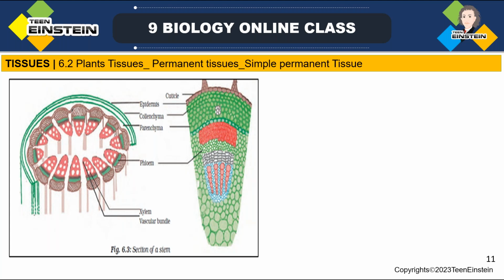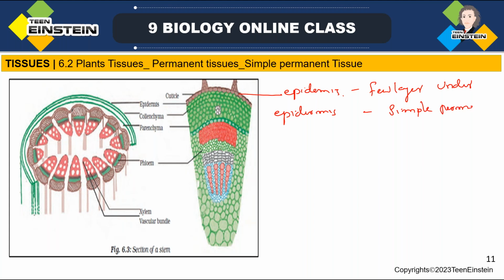Here you can see the epidermis, right? Usually, simple permanent tissues you can see under the epidermis, a few layers. Here you can see some layers under the epidermis cells that are simple permanent tissues. Okay.